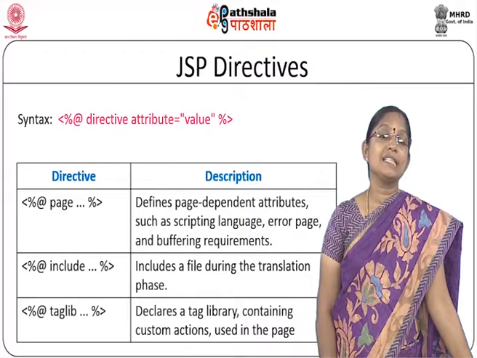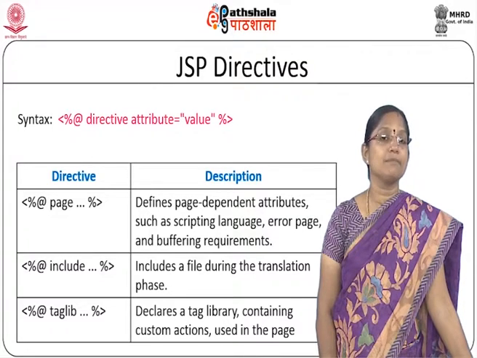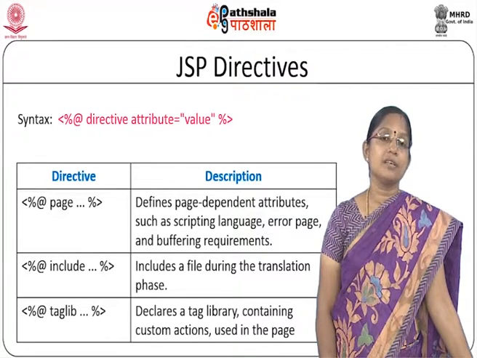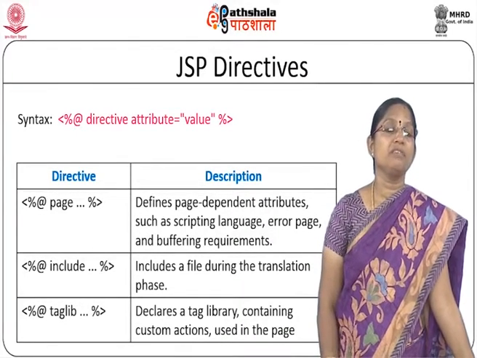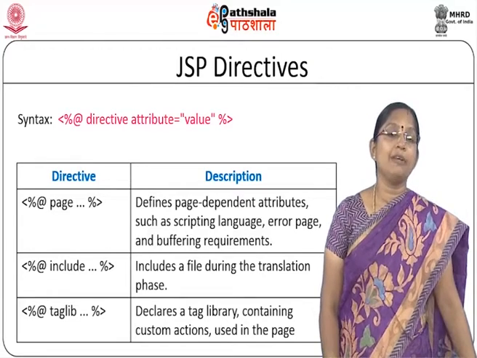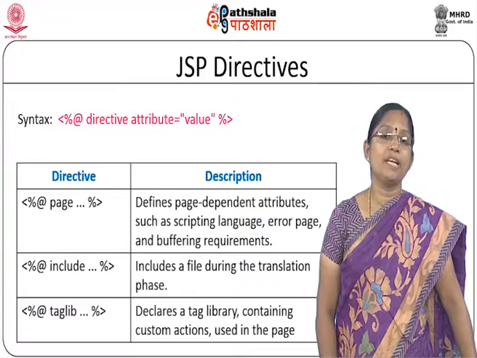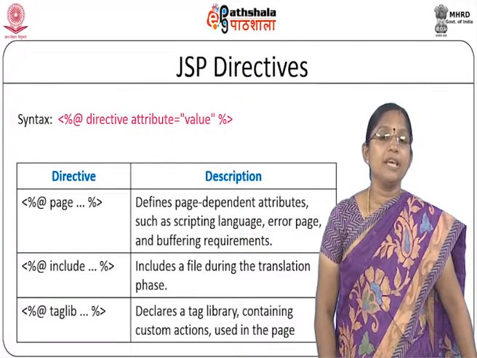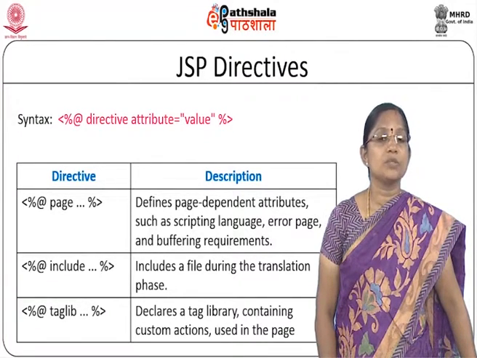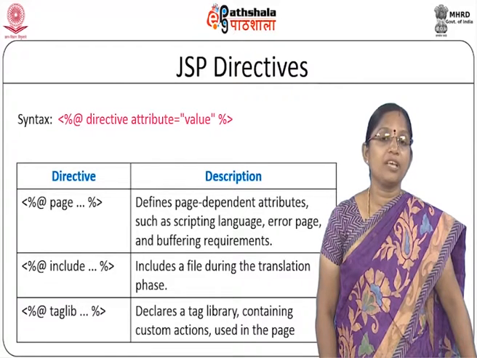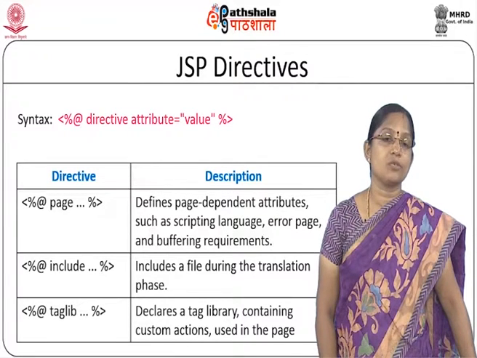First, you can see the syntax of the directive. Every directive has to be started with @ symbol. Directive is a reserved word. Then an attribute can be given and a value for that attribute has to be defined. So, the first one, @page. @page is a directive. Here, we are going to define page dependent attributes, such as scripting language, error page, buffering requirements, etc.